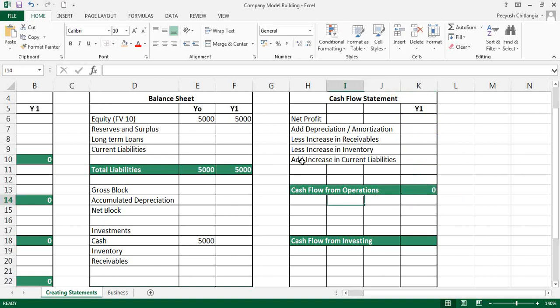Next one is cash flow from investing activities. Now remember, anything that comes into the firm is an inflow. Anything that goes out of the firm is an outflow.